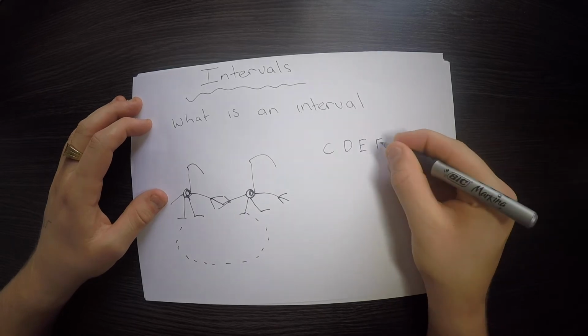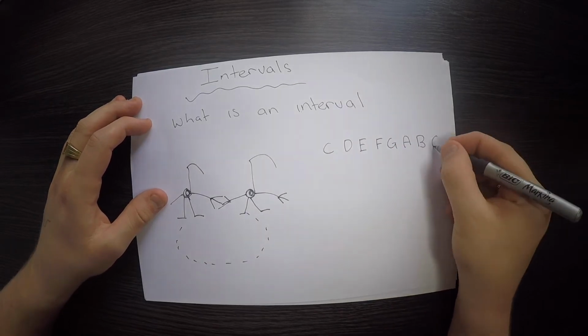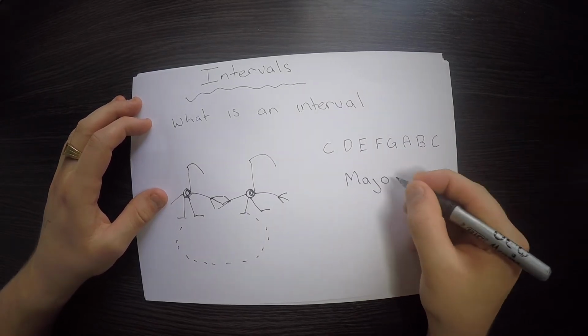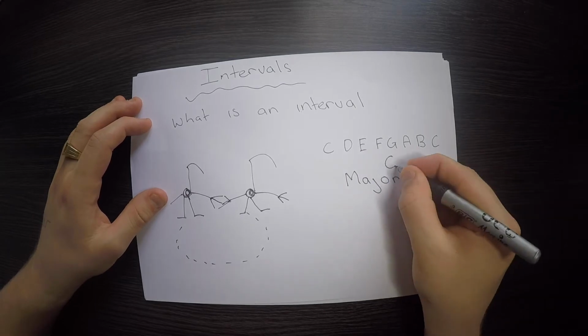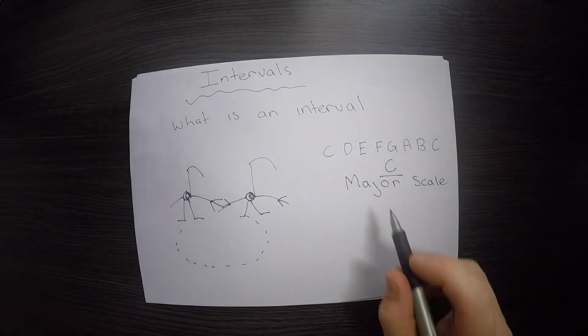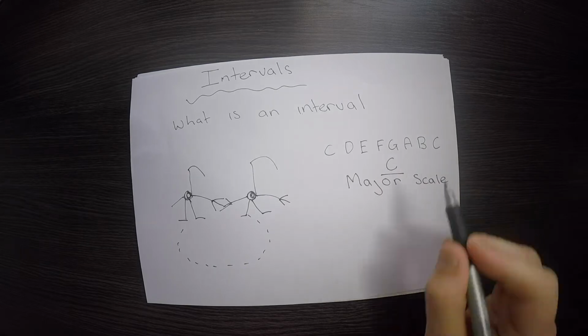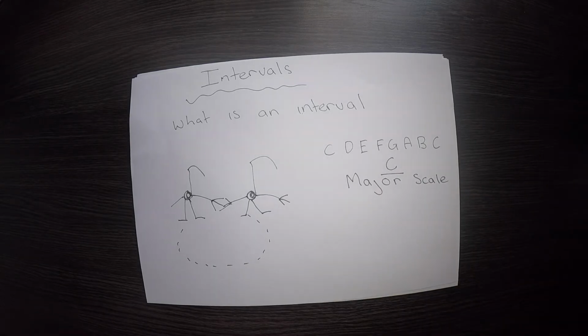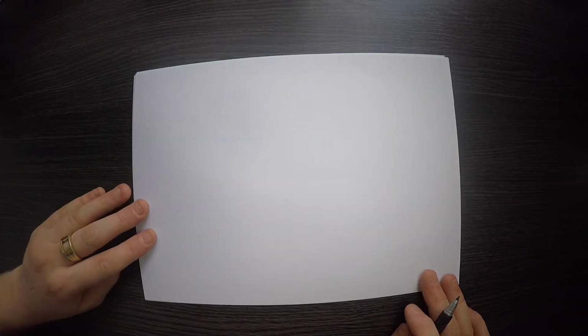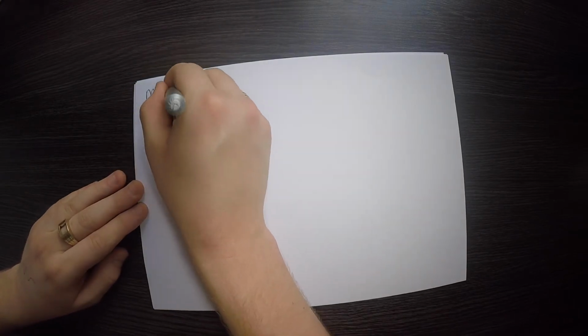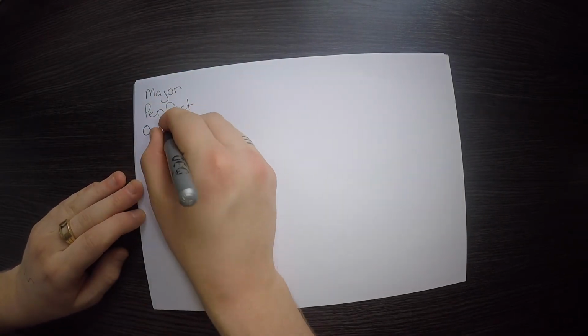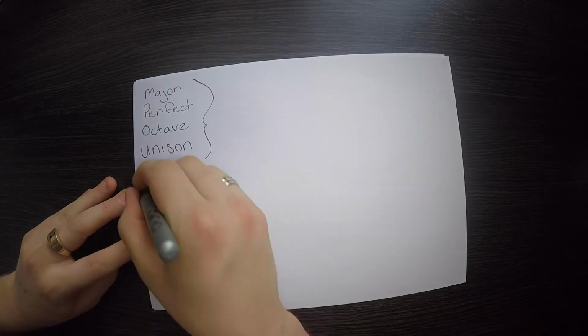If I have notes C, D, E, F, G, A, B, and C, I will have my C major scale. Each note in that C major scale is a certain distance away from the tonic or starting position of the scale. This is what intervals describe. Let's look at how this works. In our major scale, we have four different types of intervals: major, perfect, octave, and unison.